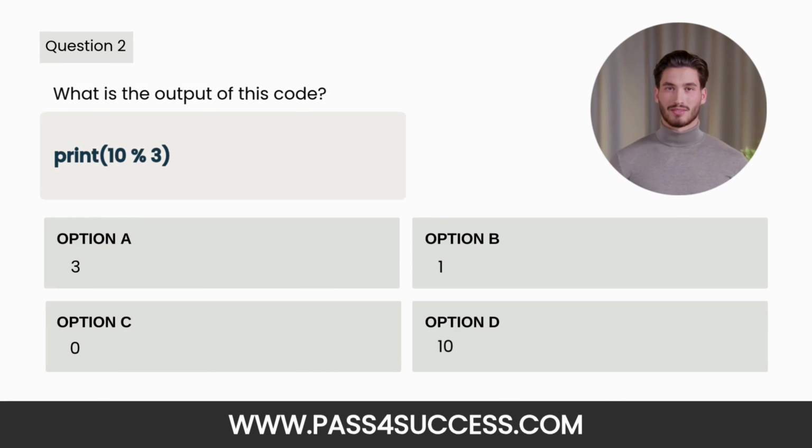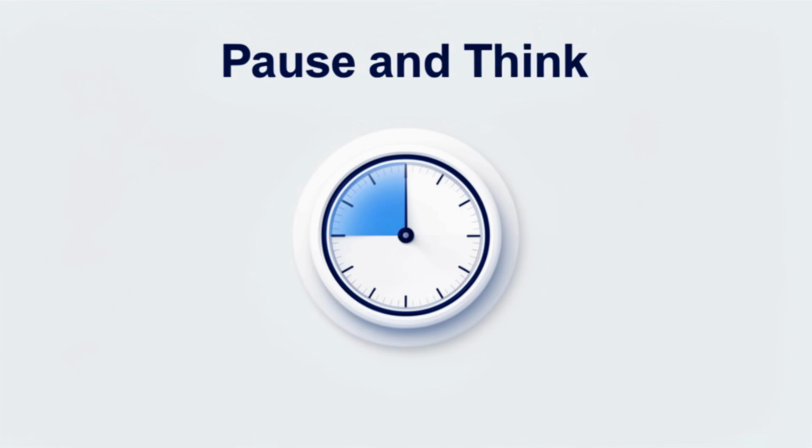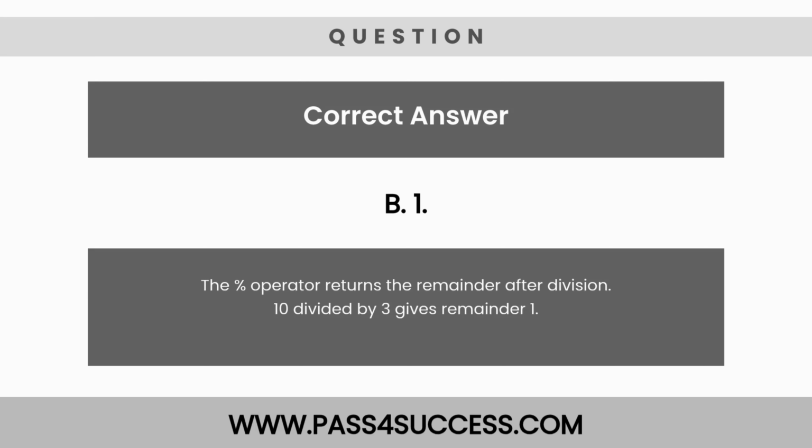Question 2. What is the output of this code? Options: A. 3, B. 1, C. 0, D. 10. Pause for 5 seconds. Think about it. The correct answer is B. 1. Explanation: the percent operator returns the remainder after division. 10 divided by 3 gives remainder 1.